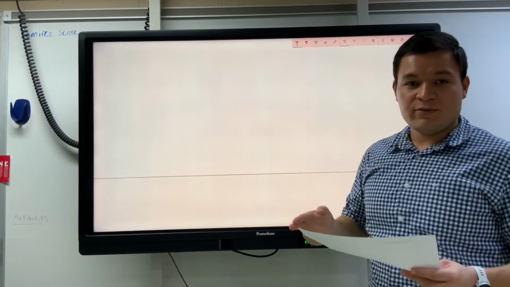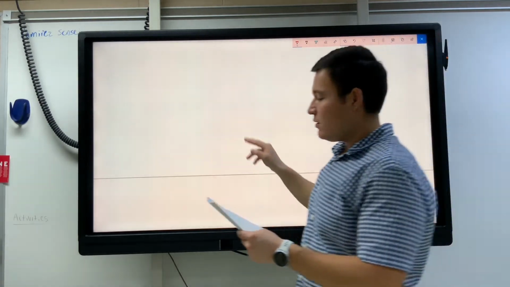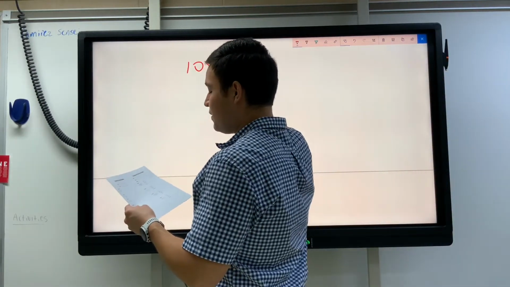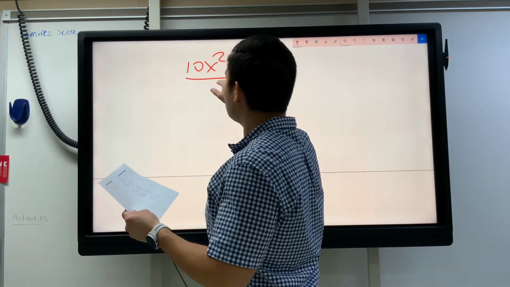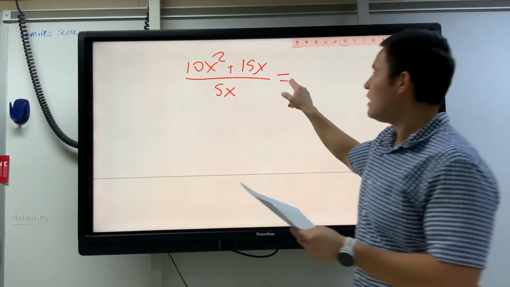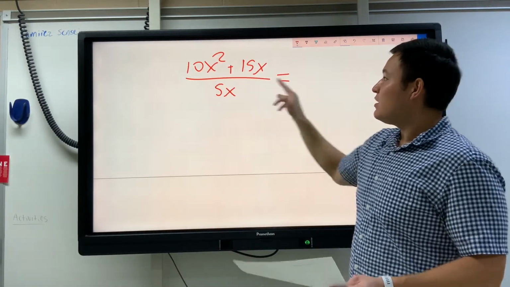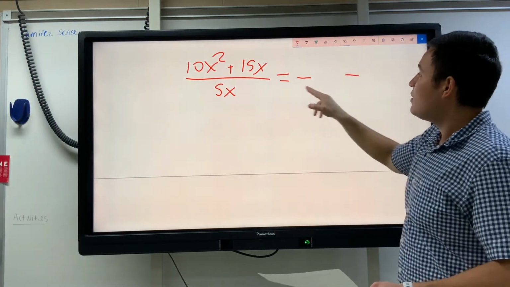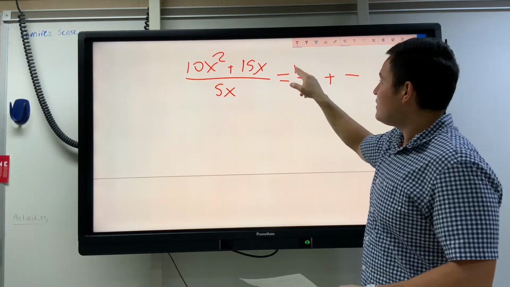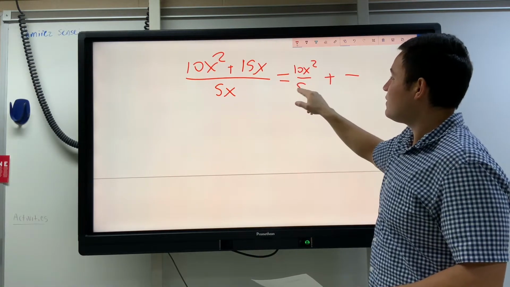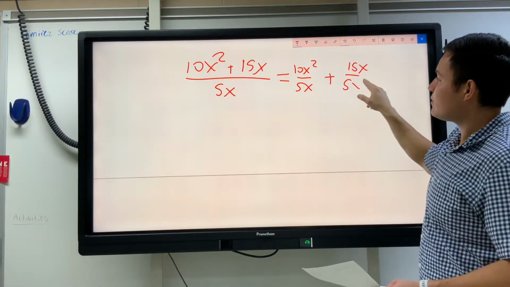Let me do a few more examples before we write down the steps. I'm going to use the examples that are in your polynomial book. Let's do 10x squared plus 15x divided by 5x. If we use the same strategy that we just saw, 2 numbers adding on top can be split apart and you just keep whatever sign was in between them. This will be 10x squared over 5x, and on the right we'll have 15x over 5x.